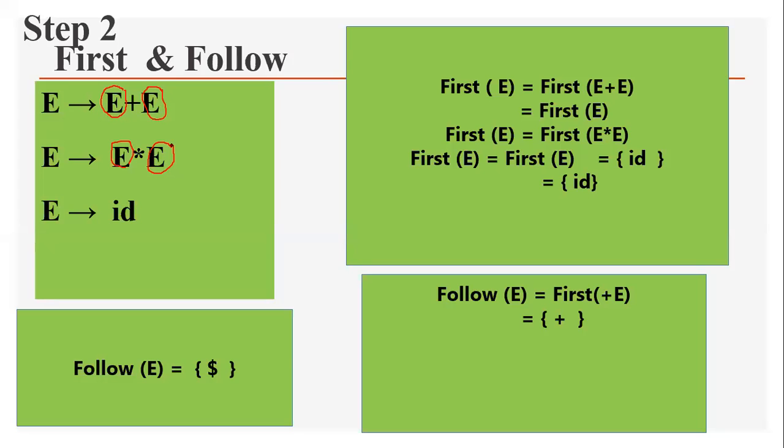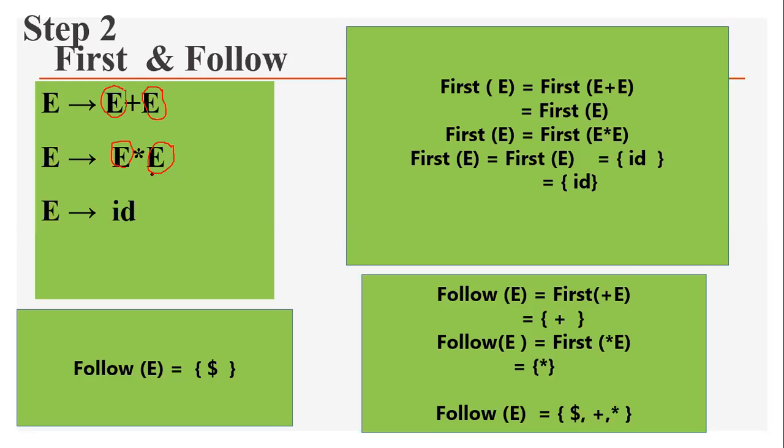Then follow of this E is equal to follow of this E itself, so it will not make any difference. We already included that. Follow of E is dollar. Next, for the second E, follow of E is equal to first of star E, so the answer is star itself. So totally, follow of E is dollar, plus and star. Dollar, plus and star is what follow of E means.